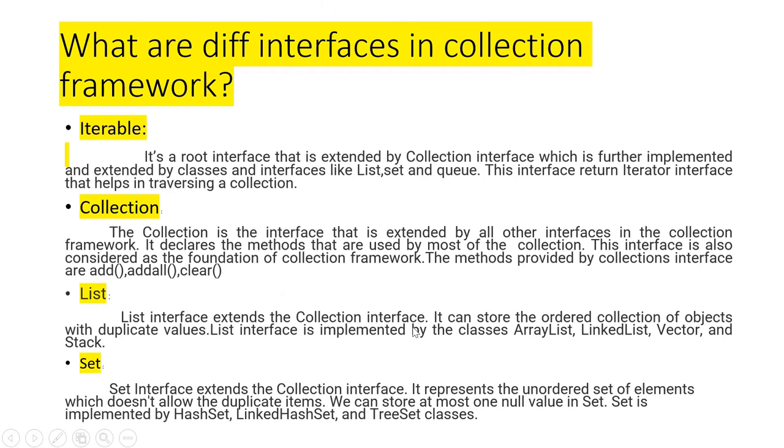So the List interface extends the Collection interface. This List interface can store an ordered collection of objects, and it allows duplicate values also. While the Set interface also extends the Collection interface, it stores an unordered set of elements, and it does not allow duplicate values. It can store one null value overall in the set. The classes that implement the List interface are ArrayList, LinkedList, Vector and Stack, and the classes that implement the Set interface are HashSet, LinkedHashSet, TreeSet.